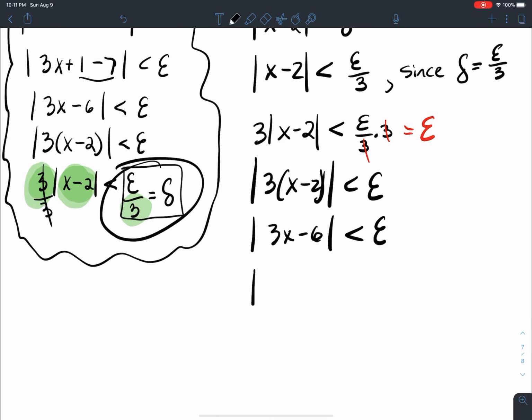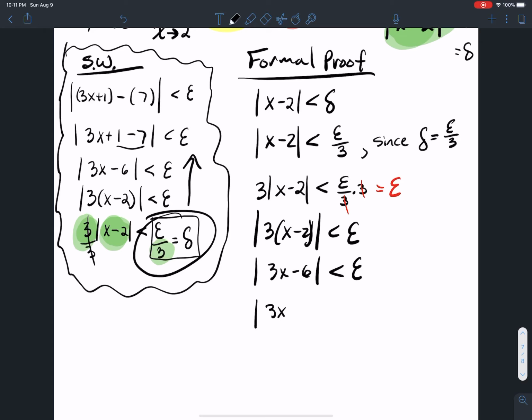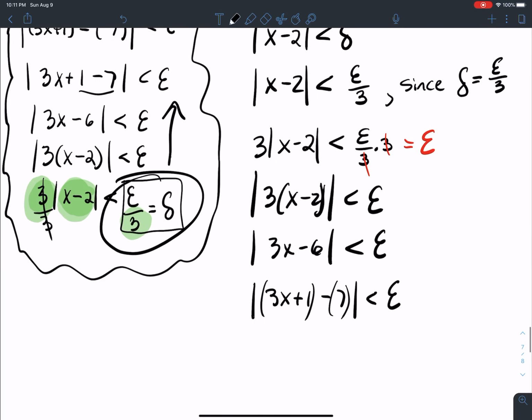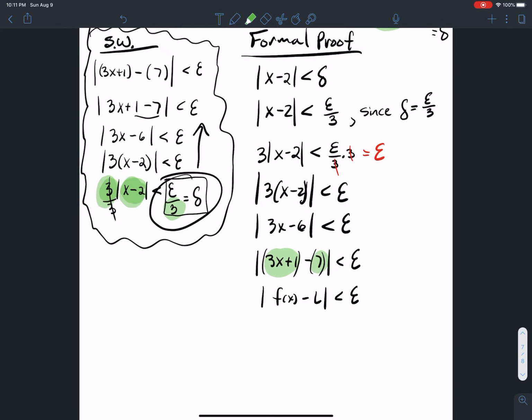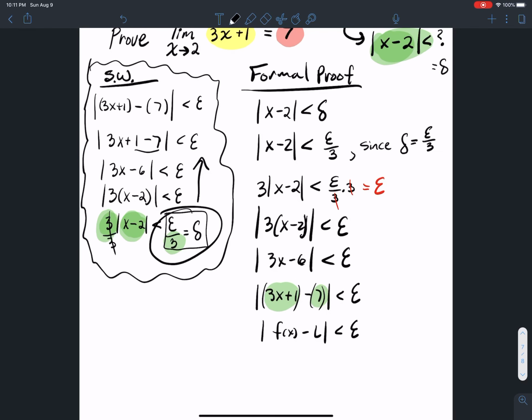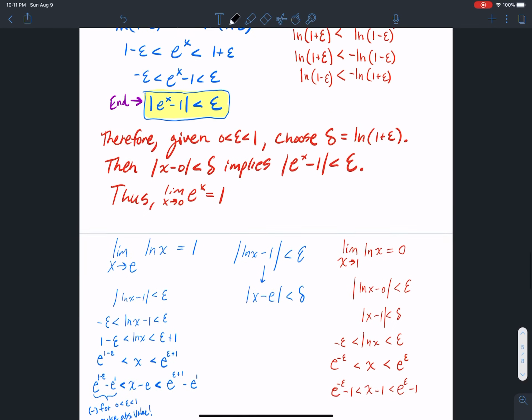And then this is equal to, well, we're just going up the line, right? So this is equal to absolute value of 3x plus 1 minus 7. And voila, I have my answer, less than epsilon. And if you really wanted to, you could write f of x minus L less than epsilon here. But if you write this out here with your parentheses around it, I know exactly what you're talking about there. Okay? And so in conclusion, you will structure it in this format here.